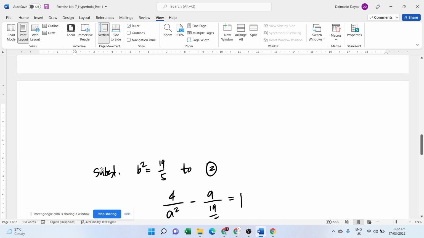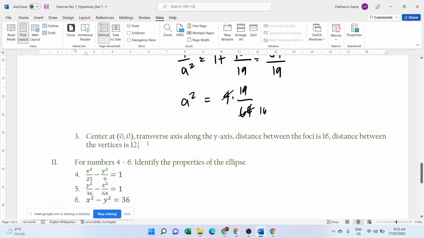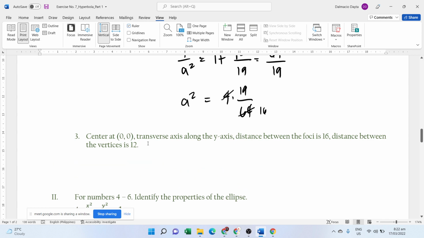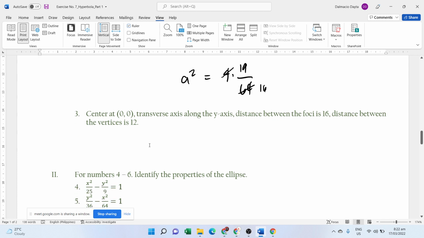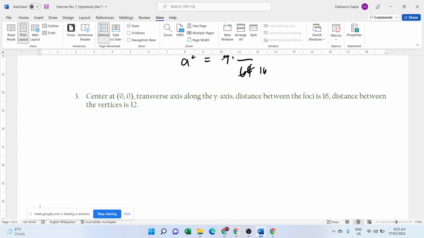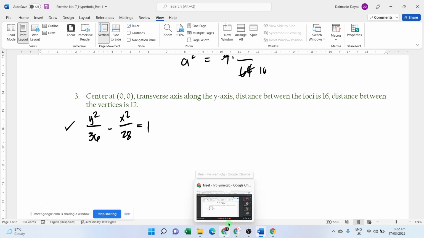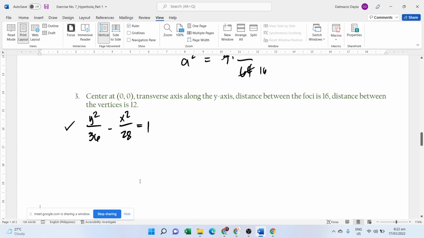Anyone? Do you have an answer to number 3? Yes, Maruska, please take your answer. y squared over 36 minus x squared over 28 is equal to 1. Okay, this answer is correct. It's easy, right? If you watch the video lesson, it's also easy.